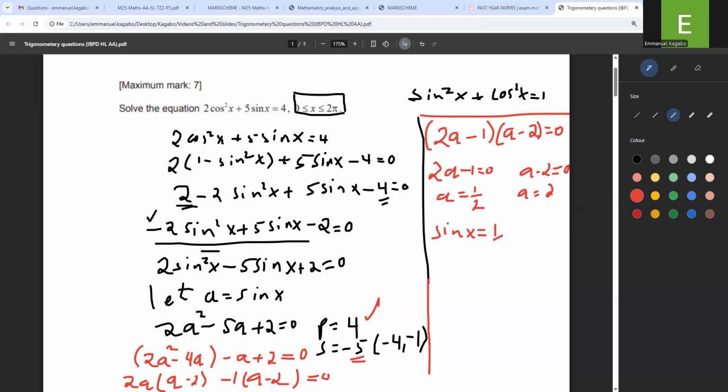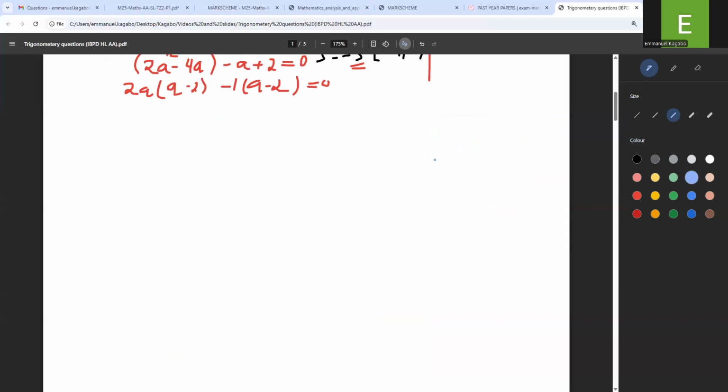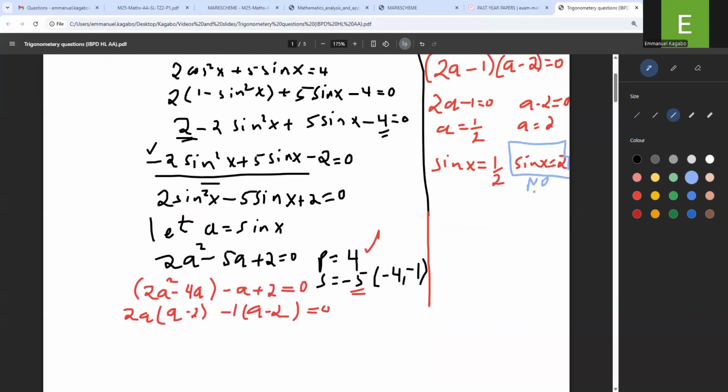And also sine x should be equal to 2. But from trigonometry, there's no sine angle that can give you 2. So this one, no solution, because sine of any angle ranges from minus 1 to 1. So the smallest value of sine of any angle you can have is minus 1, and the largest will be 1.